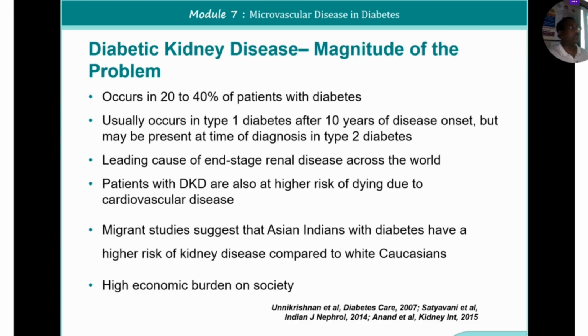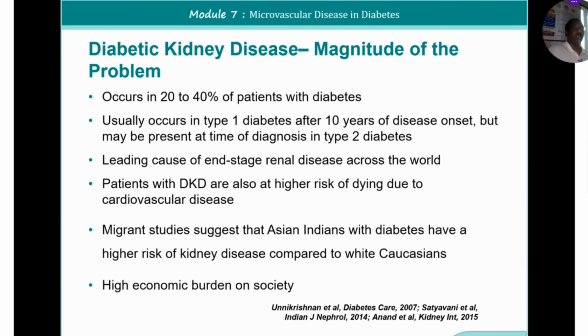So the magnitude of the problem is very big in India. 20 to 40% of the patients with diabetes will have DKD. So 20 to 40% of the patients with diabetes means, as there are 10.5 crores of people with diabetes in India, very high numbers.